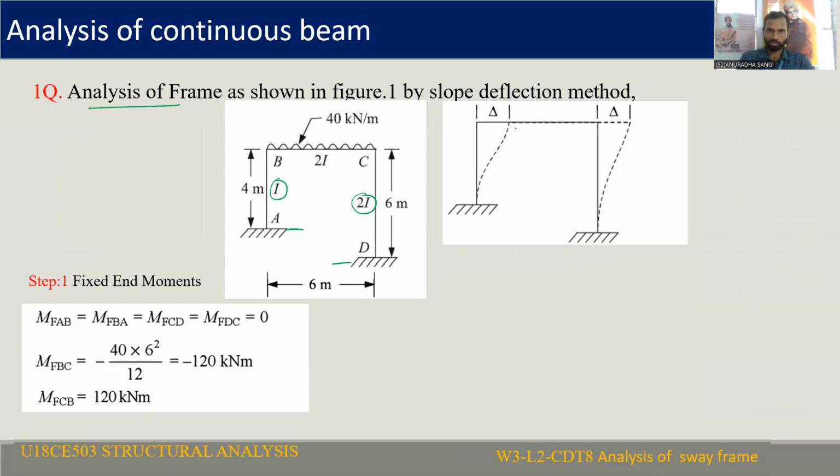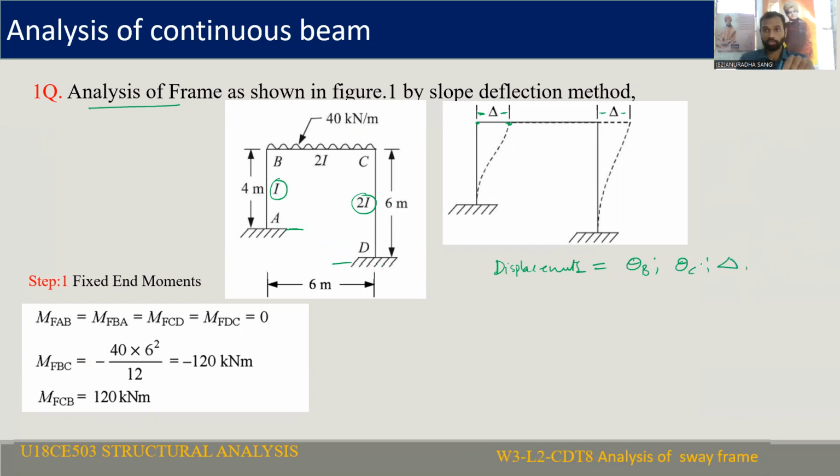Sway is possible like this. So this is the elastic curve of the frame. This is the deformation, this is the delta sway. Before sway, this is the position; after sway, this is the position. So the deformation is delta, the horizontal translation. For the given frame, the unknown displacements are theta b and theta c, as well as delta.